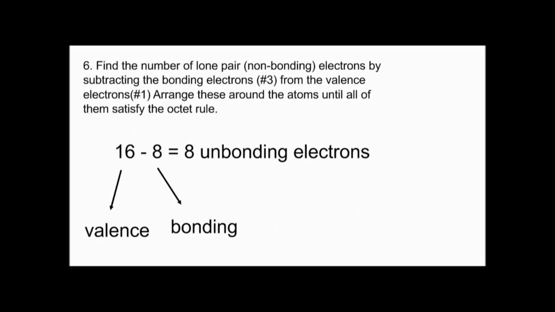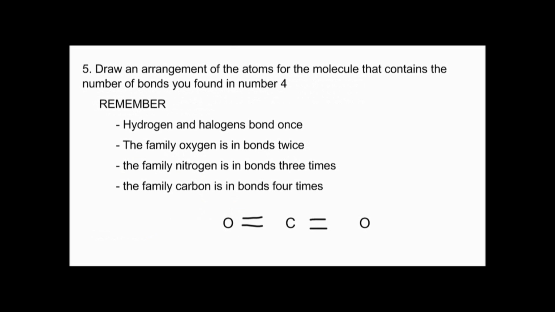Finally we have step number 6, where we find the number of unbonding electrons. We have to subtract the bonding electrons from step 3 from the valence electrons from step 1. So we got 16 valence minus 8 bonding, which gives us 8 unbonding electrons. Now if we go back to this diagram, we can draw in the 8 unbonding ones: 1, 2, 3, 4, 5, 6, 7, 8. And you always have to draw them in pairs.